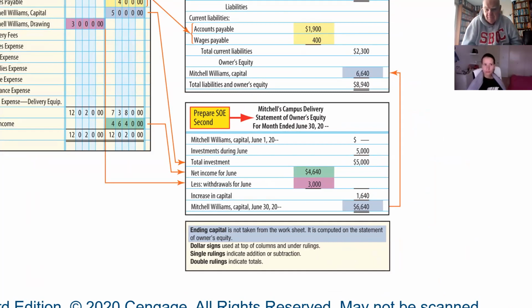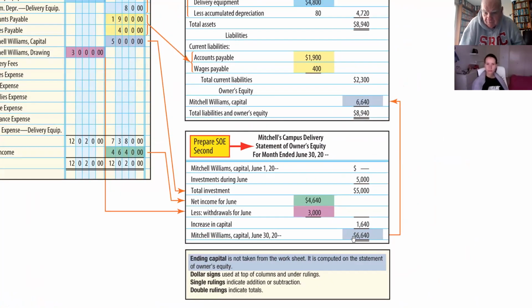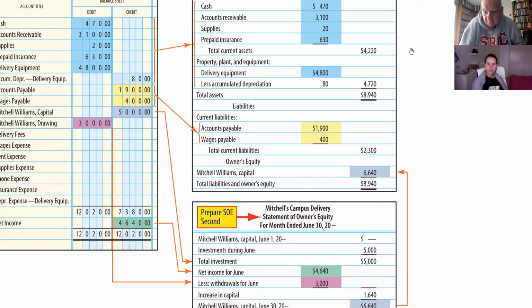We did the income statement first so we could do the equity statement. And then when we did the equity statement, we had the new capital balance. And look at that beautiful balance sheet, huh?